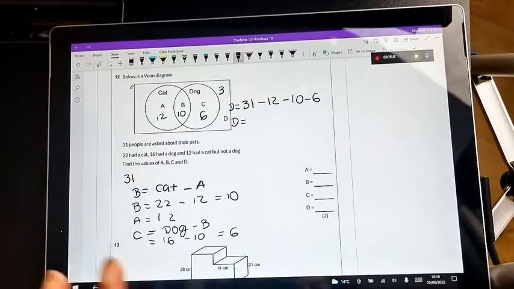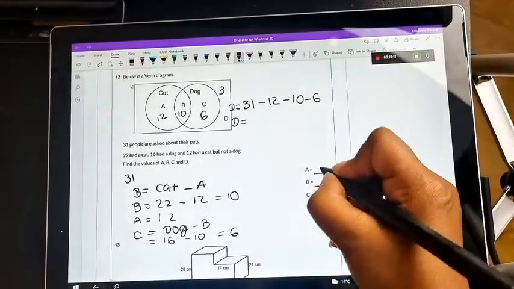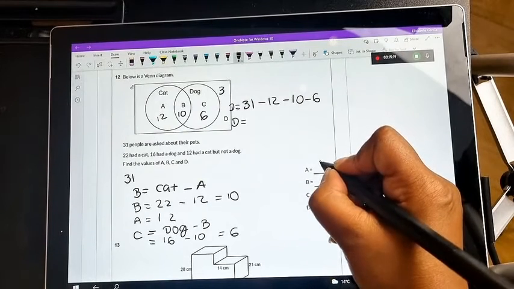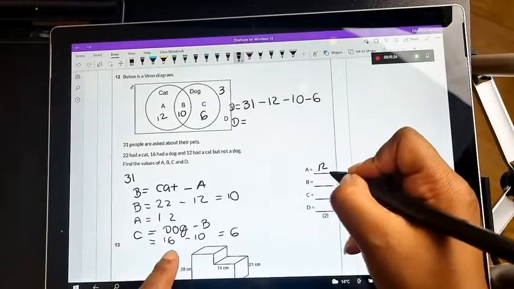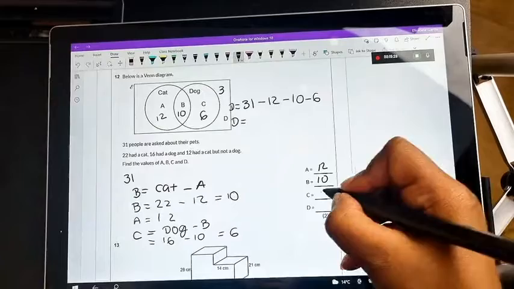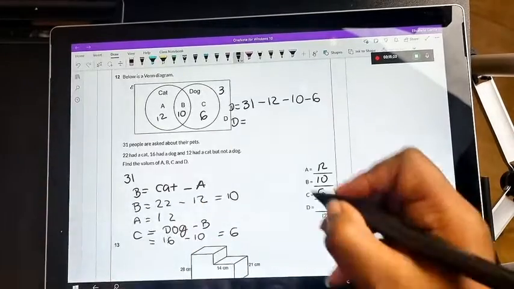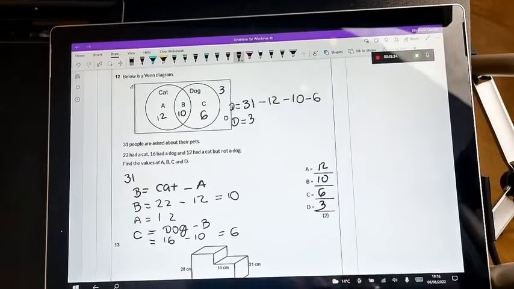So it's worth what? How many marks altogether? 2 marks, and then you just plot all the information in, okay? Tap on the screen if you're happy with that. Here we go. So we have A is equal to 12. B is equal to 10. C is equal to 6. And D is equal to 3. Okay, if you're happy with that question, let's go to the next one.